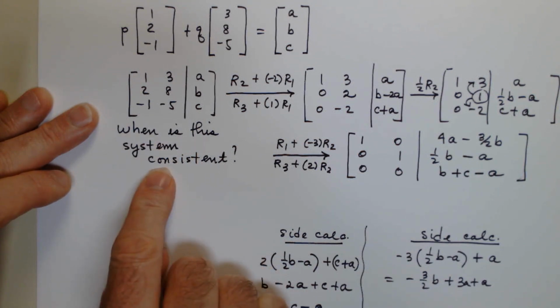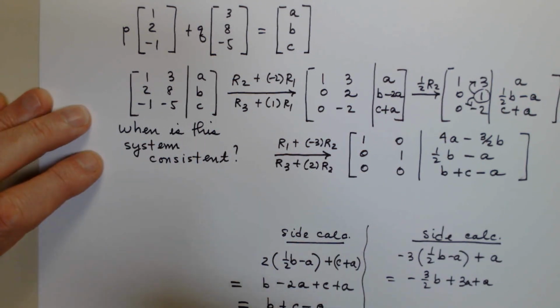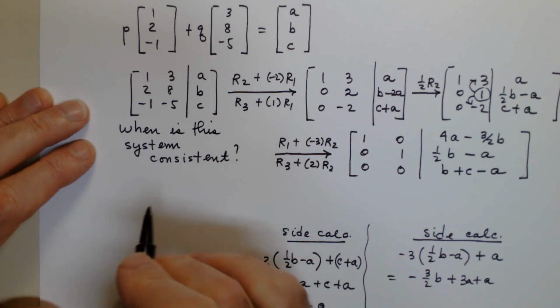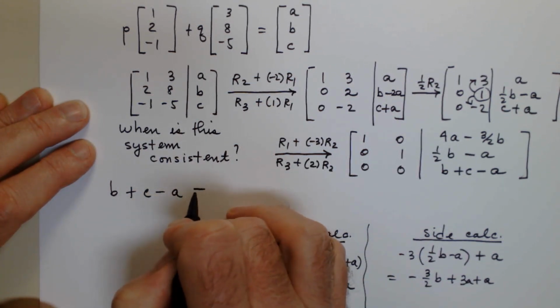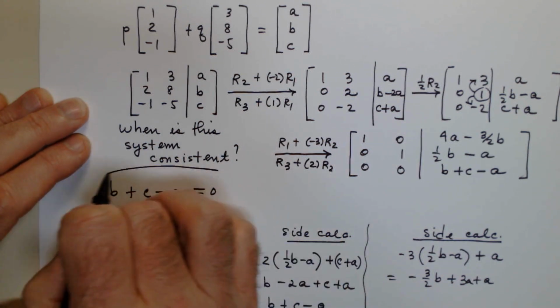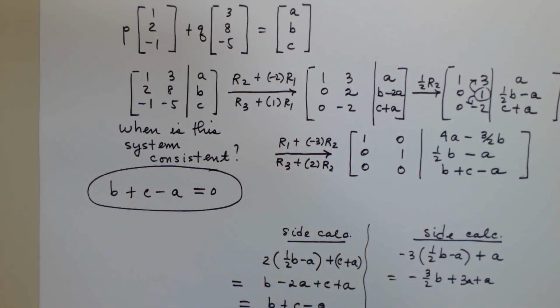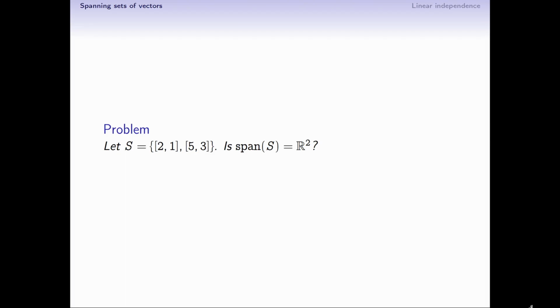So when is this system consistent? When b plus c minus a equals 0. So that's going to be our magic condition on the vector a, b, c. It's going to be in the span of those two vectors precisely when b plus c minus a is equal to 0. All right, so I hope that illuminated something for you.